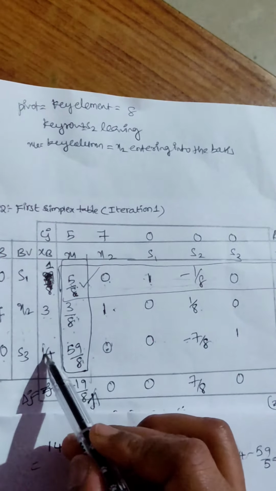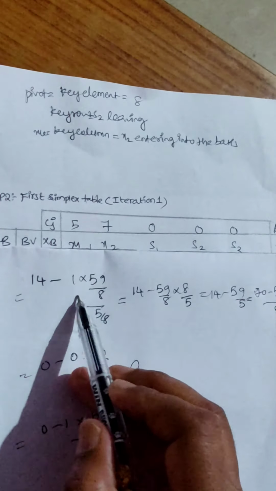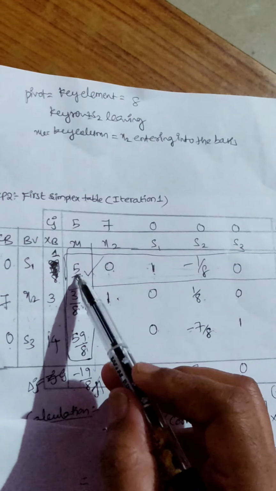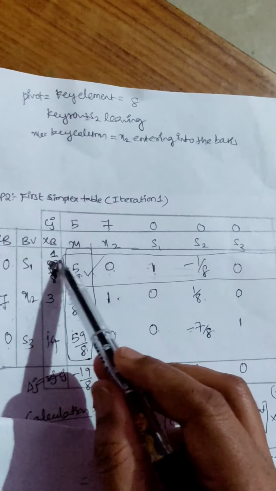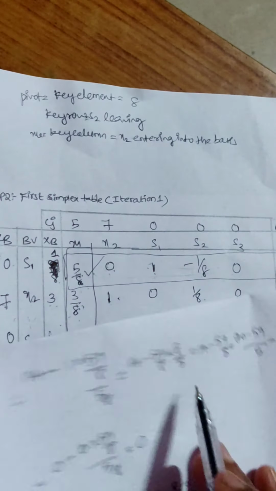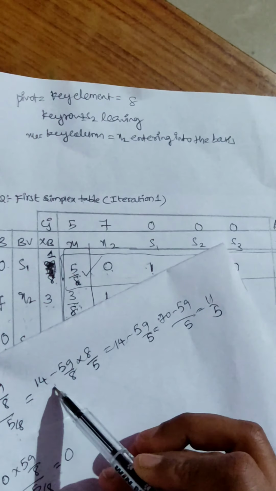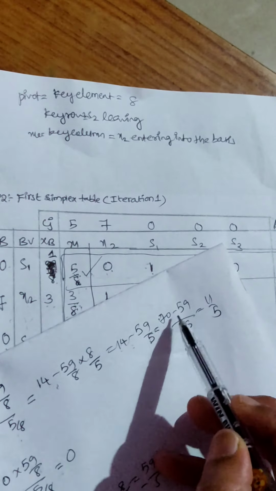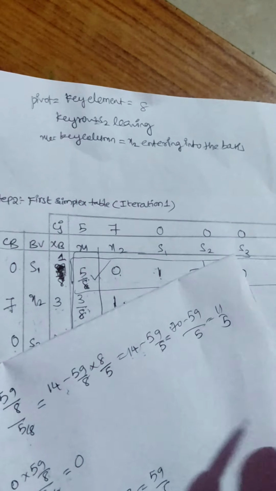For this old value 14, 14 minus 1 into 59 by 8 by 5 by 8, old value minus corresponding element in key row into corresponding element in key column by key element. After doing the calculations, 14 minus 59 by 5, that is 70 minus 59 by 5, 11 by 5.